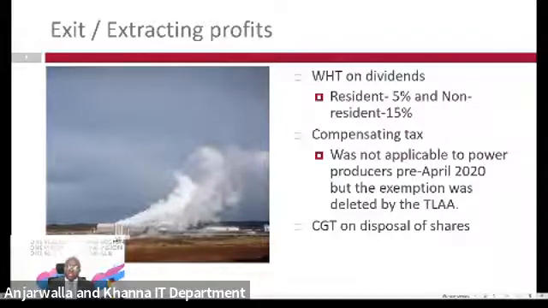One of the taxes that has been problematic for a number of years is compensating tax. Broadly, how this tax works is that anytime you pay dividends out of untaxed profits, you end up paying tax at the rate of 30% on those dividends, in addition to withholding tax at the rate of 5% or 15% where the dividends are being paid to non-resident persons. An exemption had been granted to power producers, but this was removed from the laws in April of 2020.